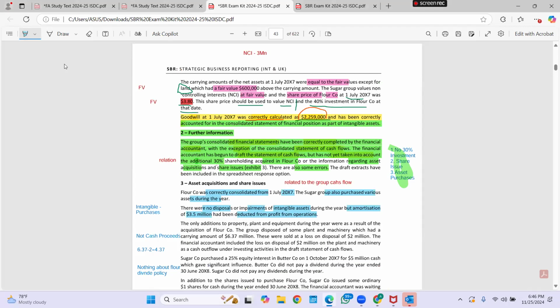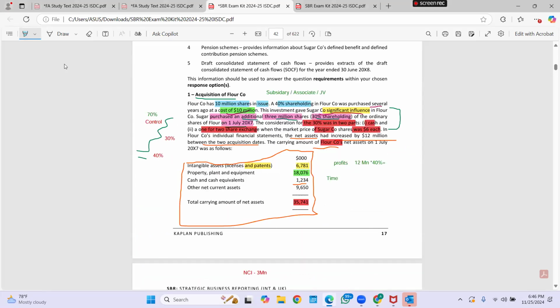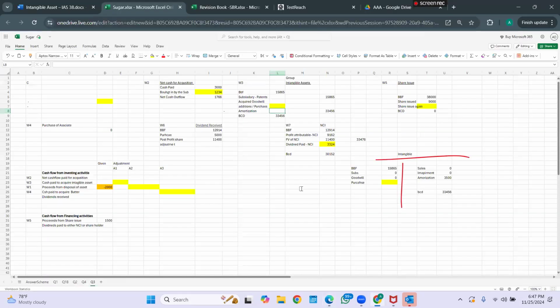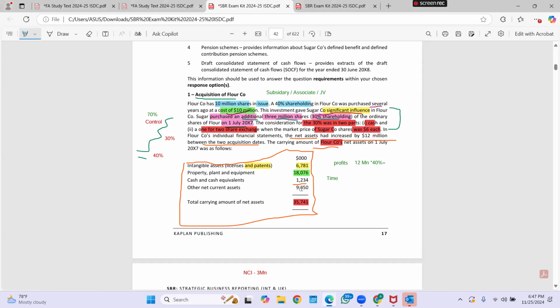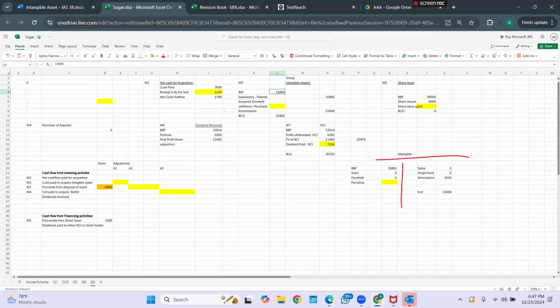Now, do you all remember that when purchasing Flaco, we also bought in some assets? Look at this. He's bringing intangible, PPE, and some cash. These also need to be included under your intangible asset. Why? Because we are looking from a group perspective. From a group perspective, you always need to include the assets and liabilities of parent as well as subsidiary in whole.